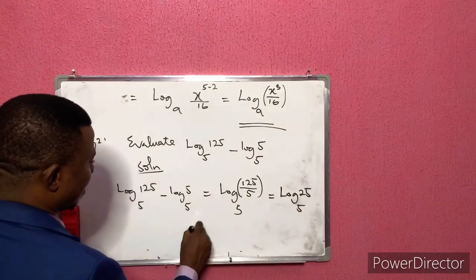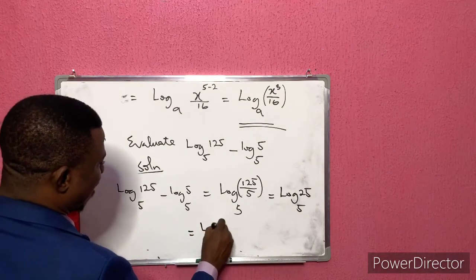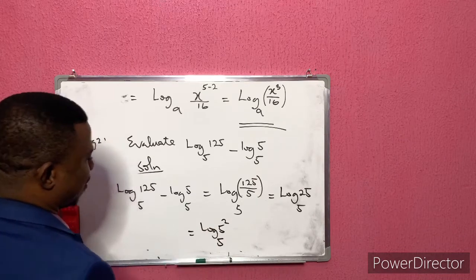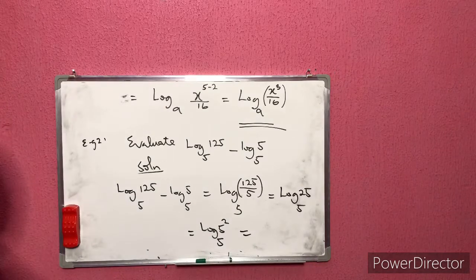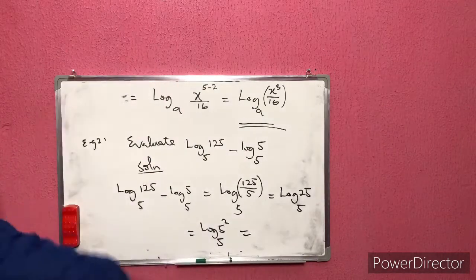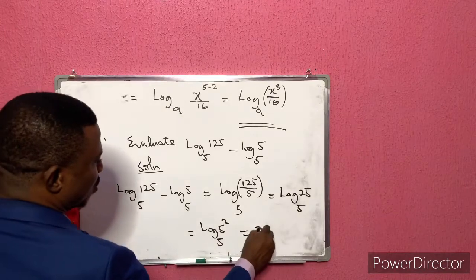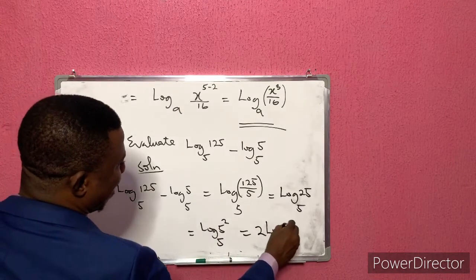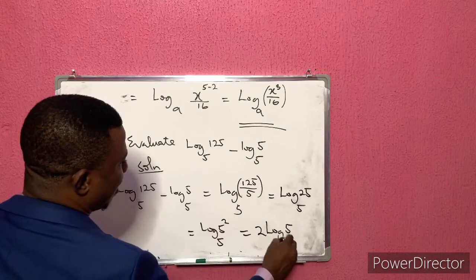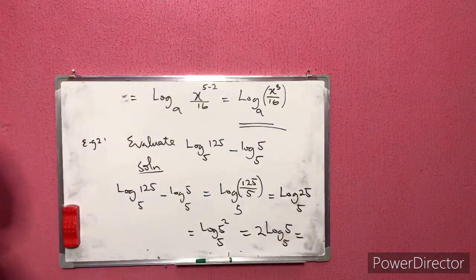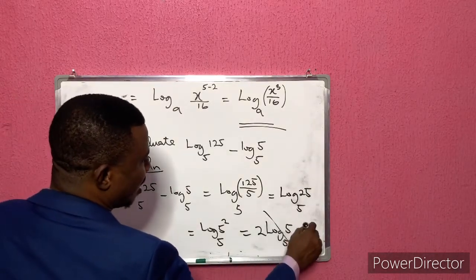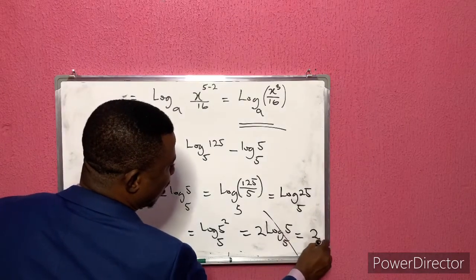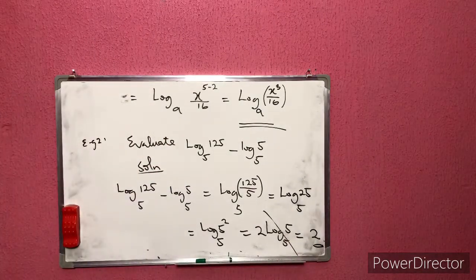What is 25? 25 is 5 power 2, still on base 5. Remember our law, when the log is powered, it becomes the coefficient. Take 2 to the back, you have 2 log 5 base 5. Remember they said when the log and its base are the same, they cancel. Another law, log of its own base cancel. You cancel this, you have 2 as your answer. Very simple.